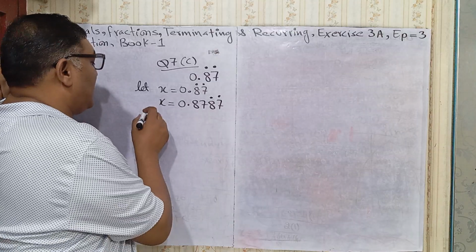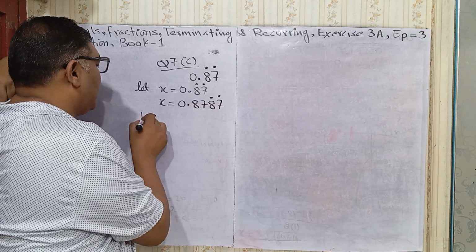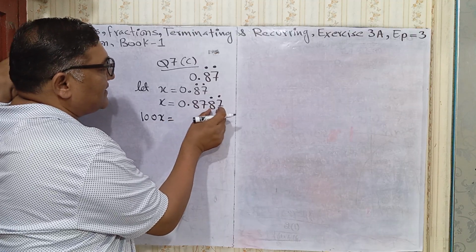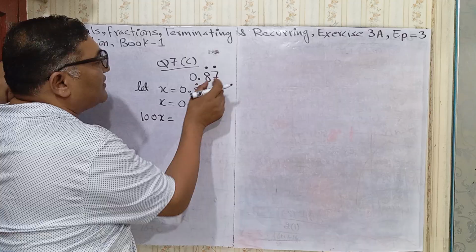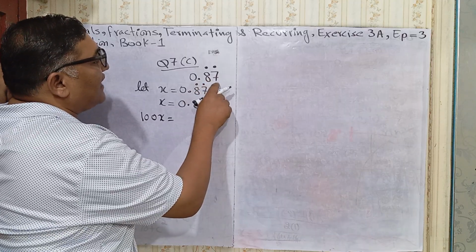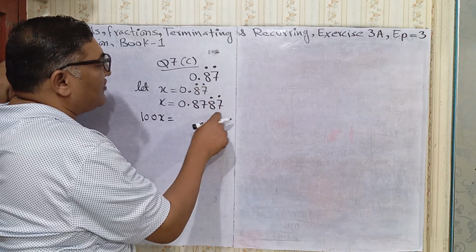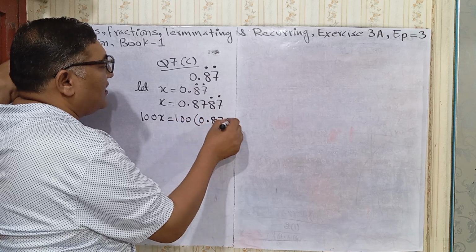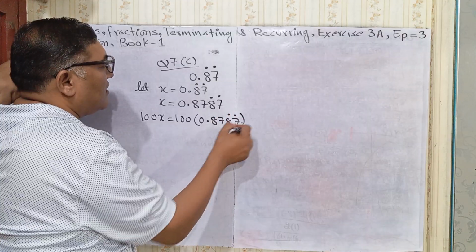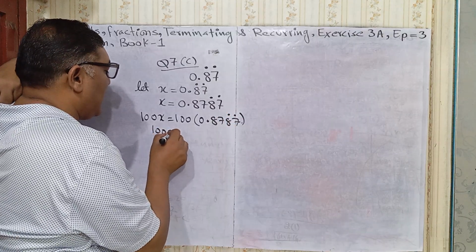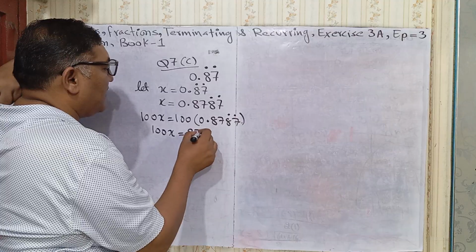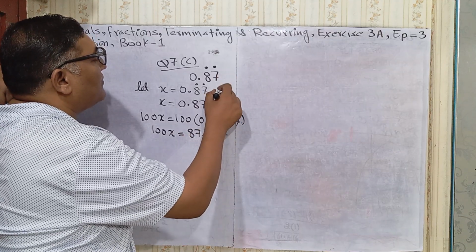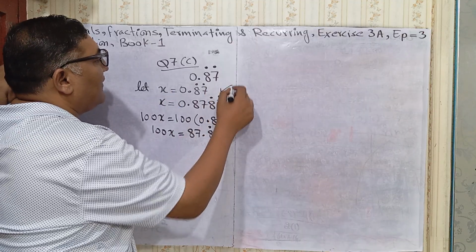Here I am going to multiply by 100. Why do I multiply by 100? I want to bring this repeating part to the same position as this one. This is on the tenths and hundredths position, so I will bring this also. That's why I'm multiplying by 100. So you see what happens here: 100x equals 87.87 with dots.